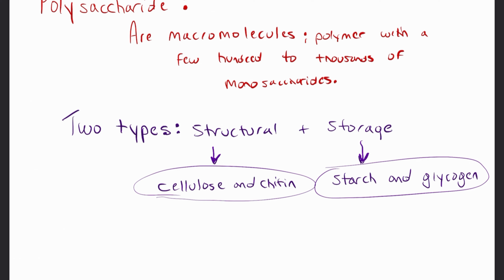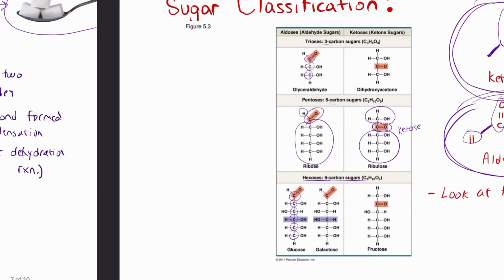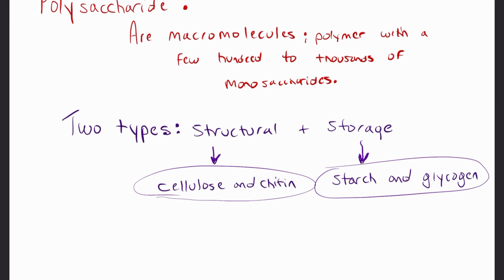For our polysaccharide, this is a polymer. This is many different monosaccharides that are linked together, right? We talked about our disaccharide. So our polysaccharide, there's different types. There's a structural, and then there is a storage. So the typical ones for the structural are cellulose and chitin. The storage is starch and glycogen, right?